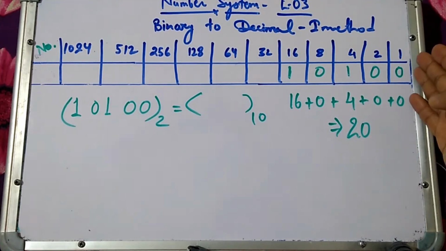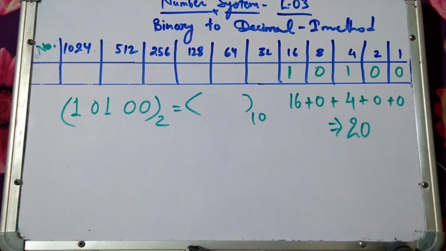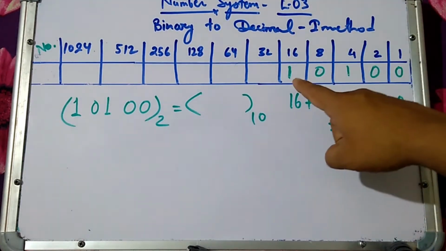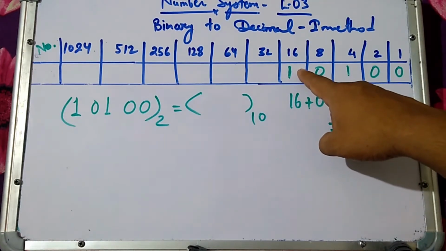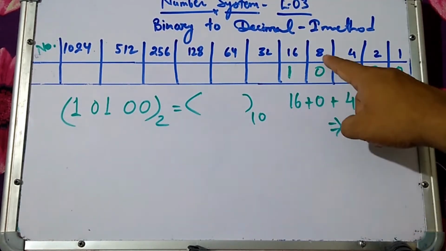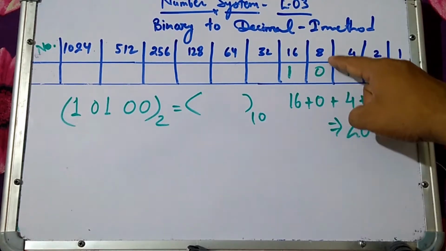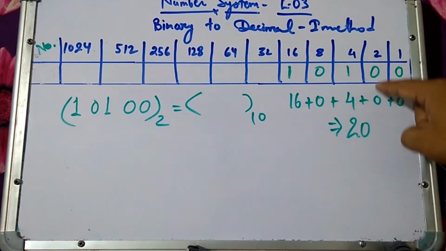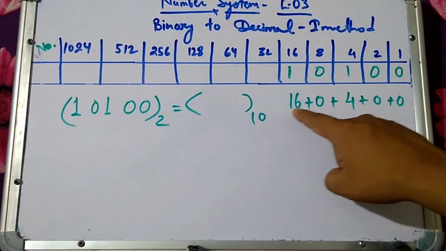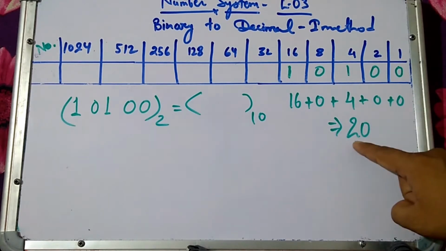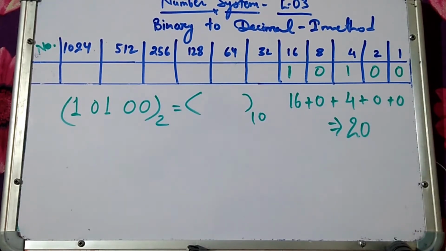I wrote the values from right side to left side, and after that I multiplied the values. Wherever you are getting 1, you have to multiply the value and write it down. 16 times 1 is 16, 8 times 0 is 0, 4 times 1 is 4, 2 times 0 is 0, 1 times 0 is 0, and after that I added all these numbers, so I got 20. I think this is clear to you.